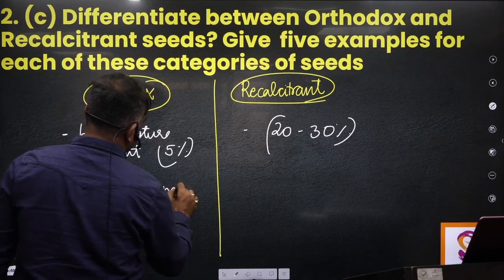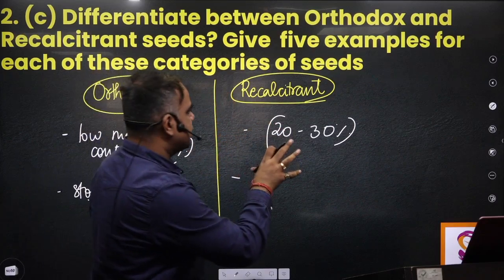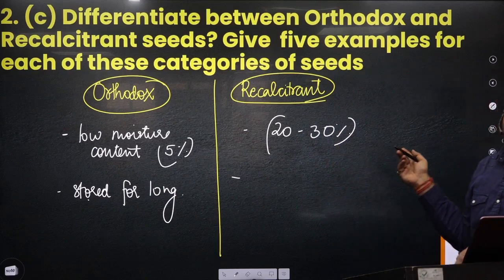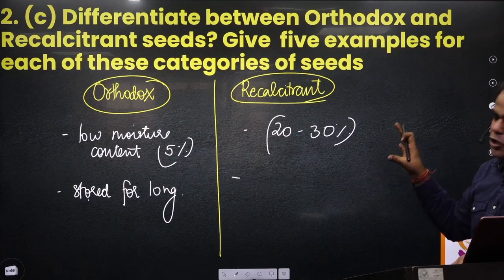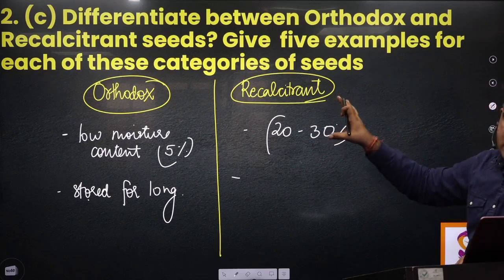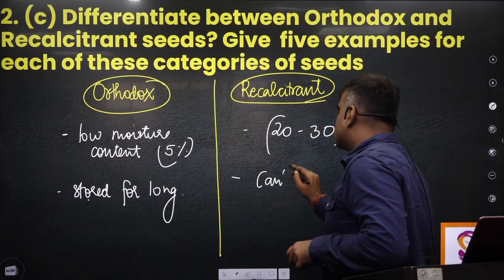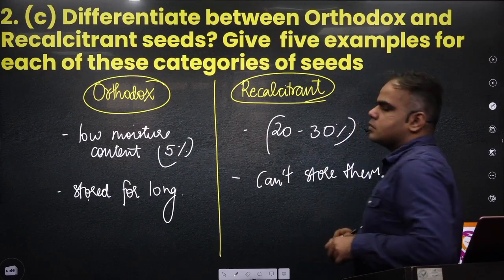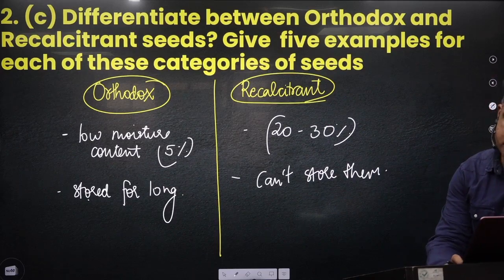They have longer shelf lives. The recalcitrant seeds cannot be dried to below 20 to 30%. Which means they do not tolerate drying below a critical moisture content, so you cannot store them for long periods.